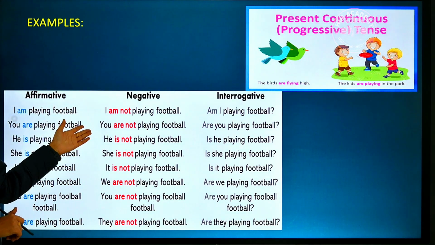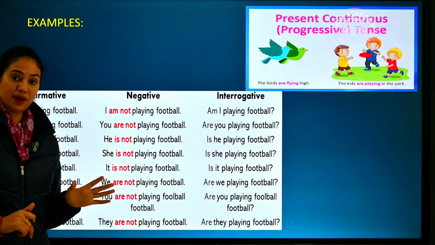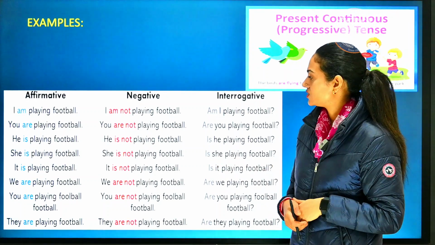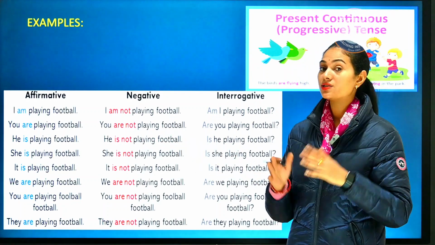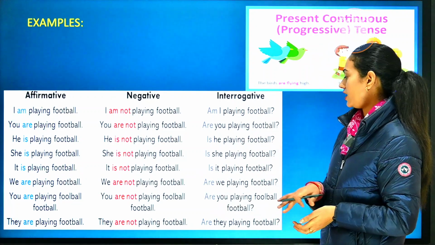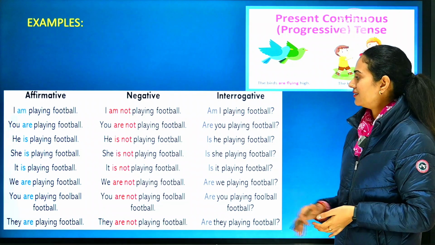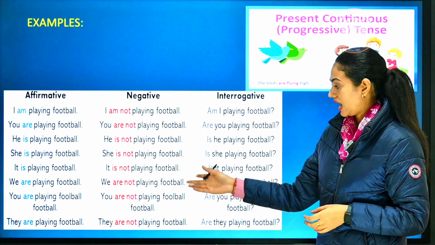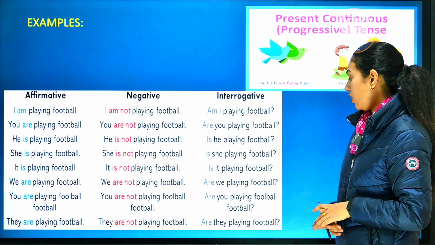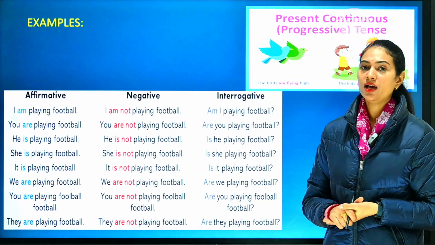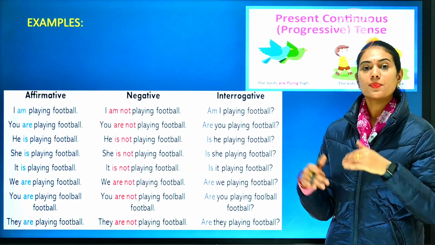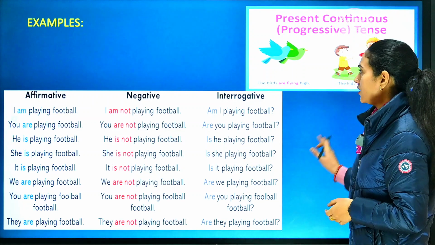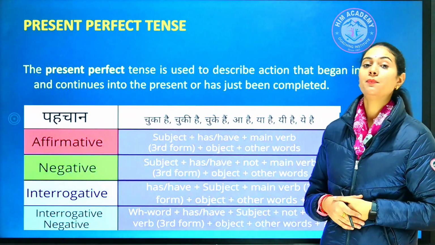So we have other examples here. I am playing football. I am not playing football. Am I playing football, etc. Say we are taking another example like third person singular. She is playing football. She is not playing football, or is she playing football, etc. Now we are taking the third person plural here. They are playing football, they are not playing football, or are they playing football. So these are the actions continuing in progress in the present time, put into the present continuous tense. So students, next we have present perfect tense.